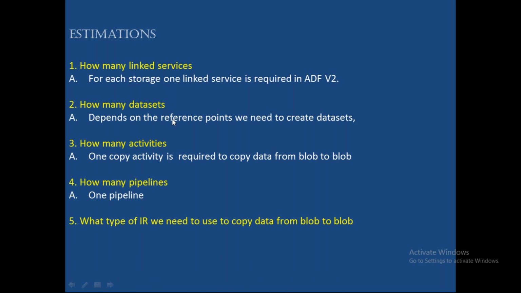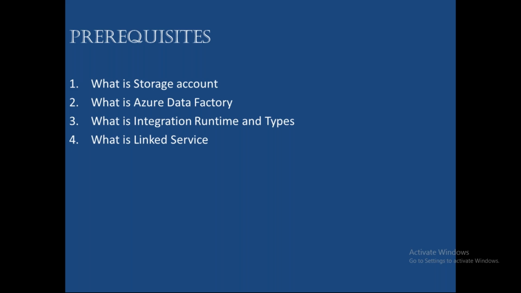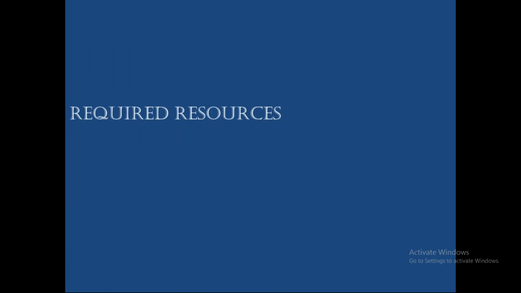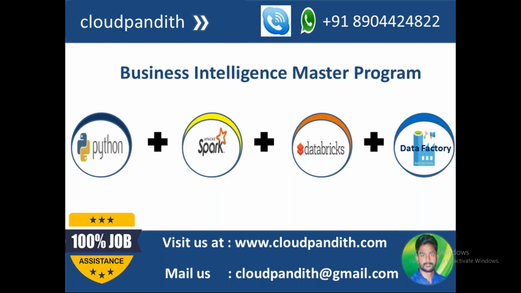Next, what type of IR do we need to use? Azure integration runtime. Okay. Prerequisites: we should know the storage account, Azure Data Factory, integration runtime and its types. What integration runtime we need to use, how to create linked services, and what is a linked service, what is a dataset, what is an activity, and what is a pipeline. So all these things we should know. Now let's go to the required resources. We need these 2 resources. Okay, that's all the slides I have.